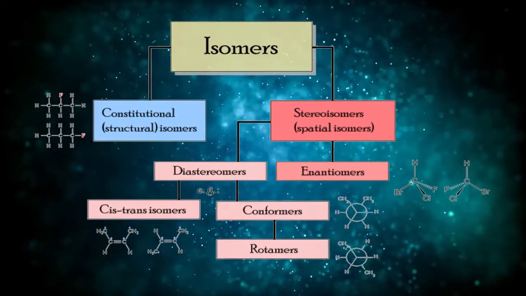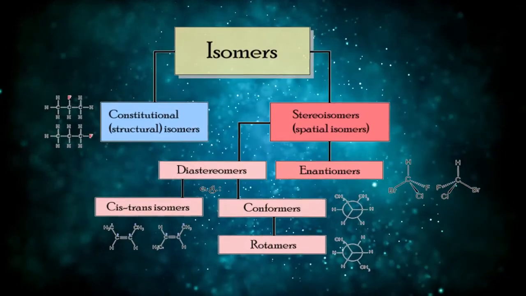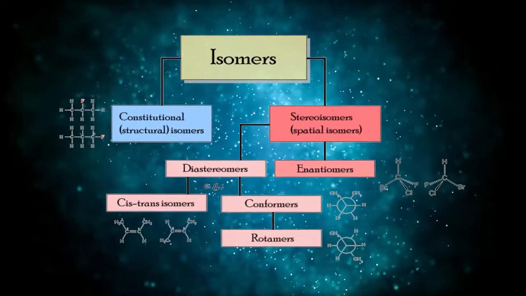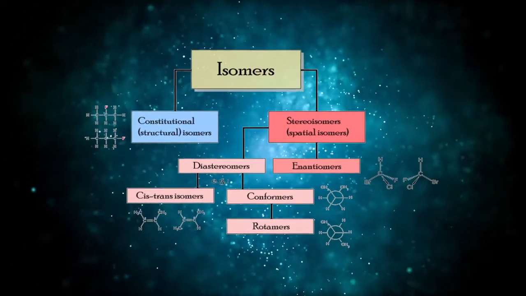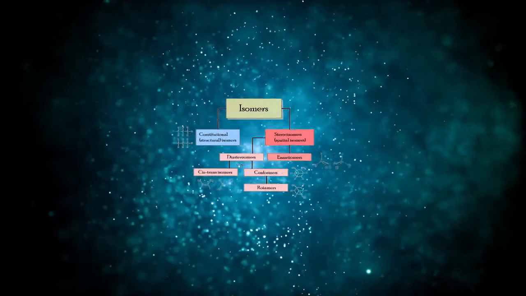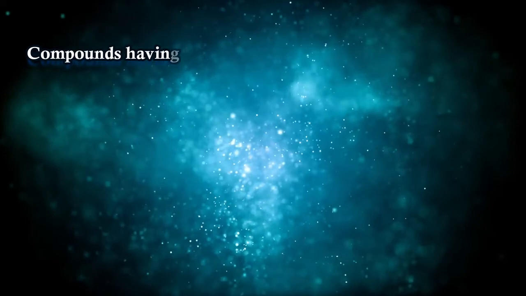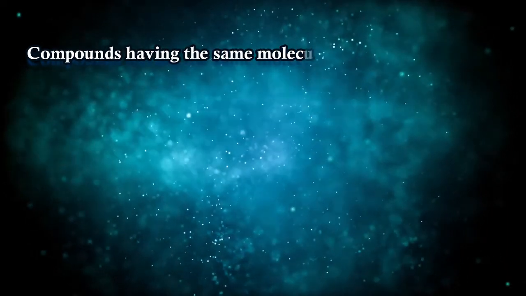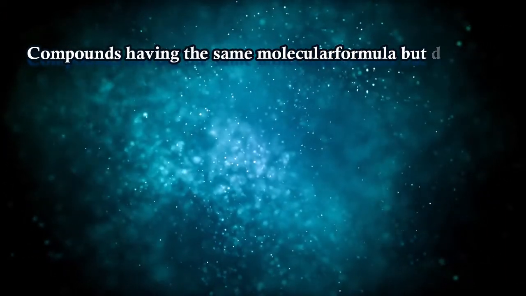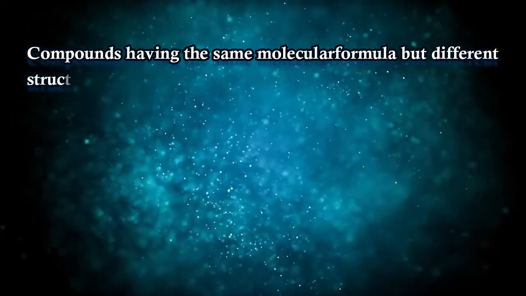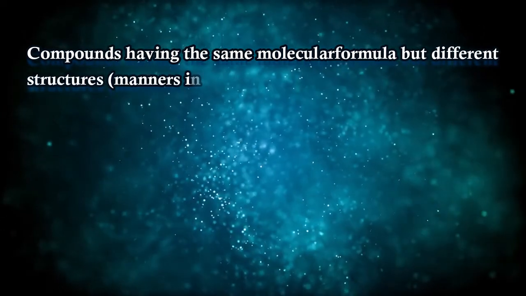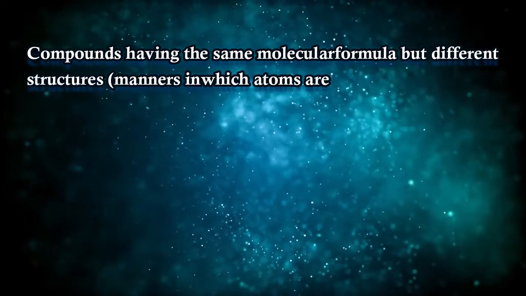So first, if we move to the constitutional isomers part, we will see that compounds that have the same molecular formula but different structures, in the manner in which the atoms are linked in those compounds, are defined as structural isomers. A different type of structure is obtained but the molecular formula is the same, then they are called structural isomers, and these are also called constitutional isomers.